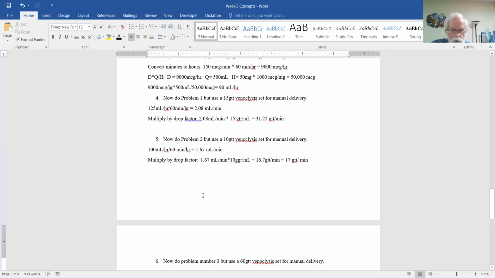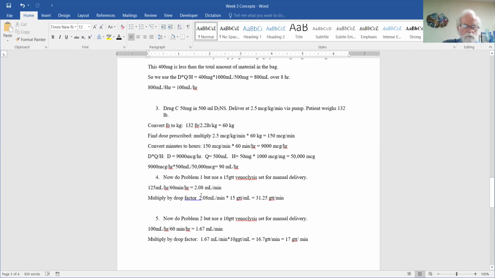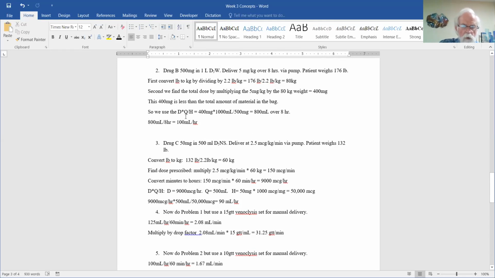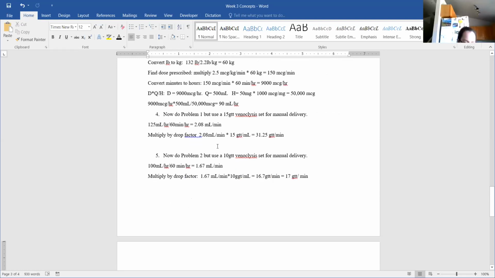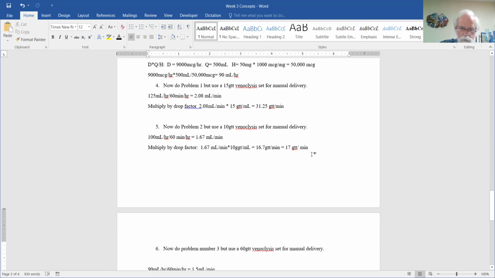So in problem 2, we calculated that we're going to give 100 milliliters per hour. But in this case, they want us to use a 10 drop per milliliter set. So we divide that 100 milliliters per hour by 60 minutes per hour. We get 1.67 milliliters per minute. Multiplying that by 10, we get 16.7 drops per minute, which we, of course, translate to 17.